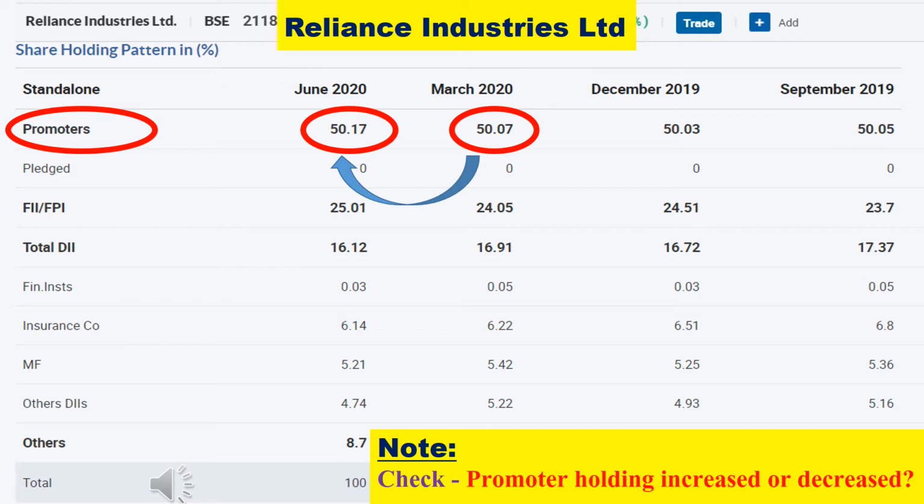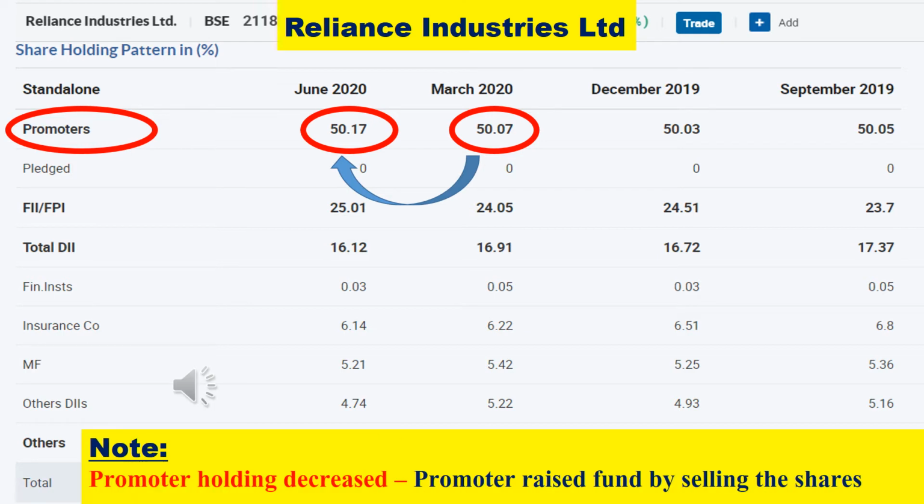But blindly we should not think that if the promoter holding share percentage has decreased, then it is a negative sign. Don't think blindly like that. Suppose when compared to the previous quarterly, in the current quarterly the share percentage has reduced by 5% or 10% in promoter holding, it means the promoter has sold a bulk quantity of shares and raised funds by selling those shares. That is the actual meaning. Here what we have to check is for what purpose the company's promoter raised funds. That we have to check.